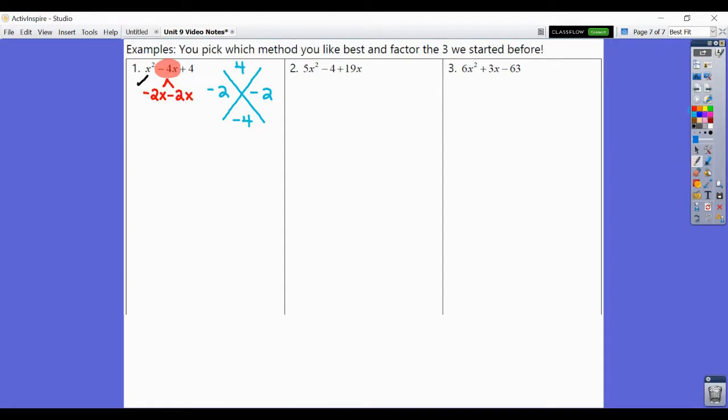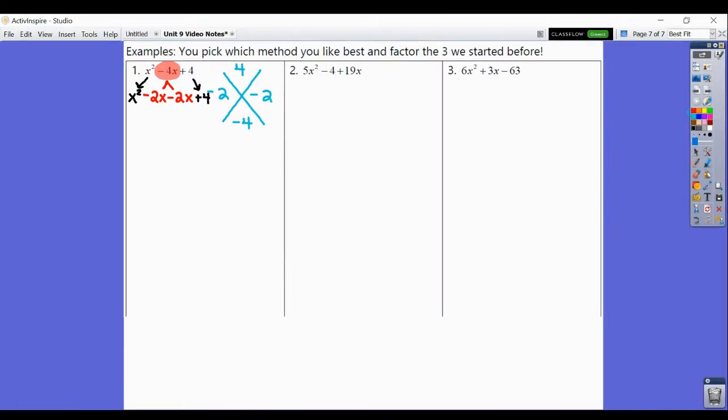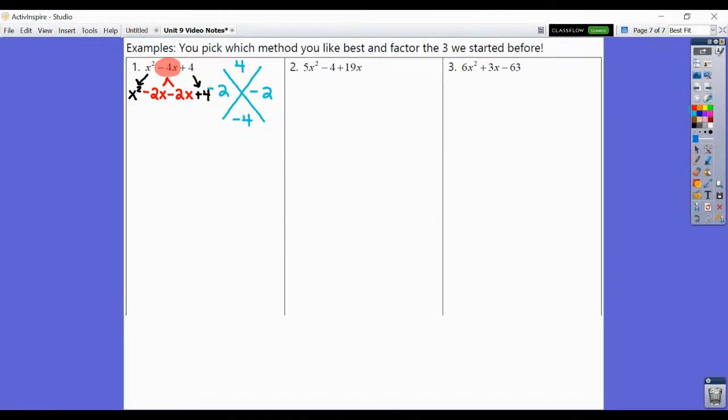Bring down the first term, x squared. We did nothing with it. Then we'll also bring down the last term plus 4 because we did nothing with it. Now that we have 4 terms, we're going to our box method. So draw a 2 by 2 box here. We write in the first box the first term, x squared. Second term goes in the second box, negative 2x. Then go down to the bottom row for the third term, negative 2x. And then the last term, 4.